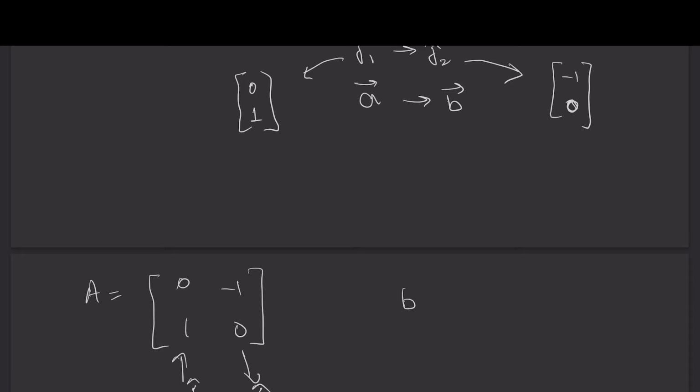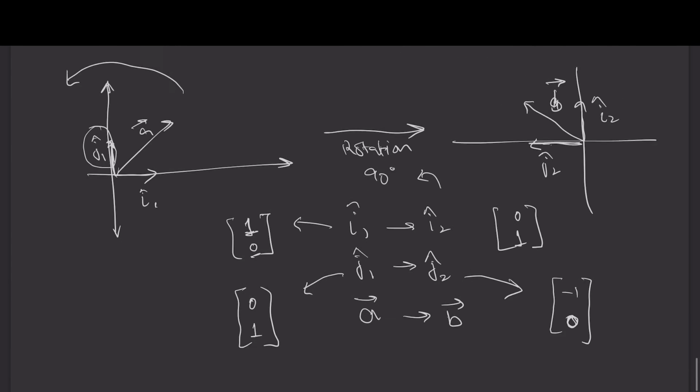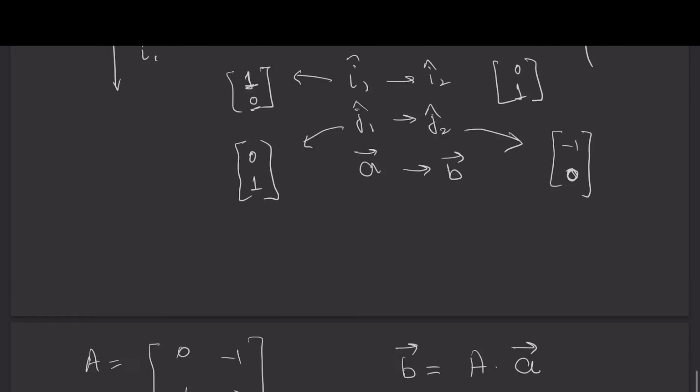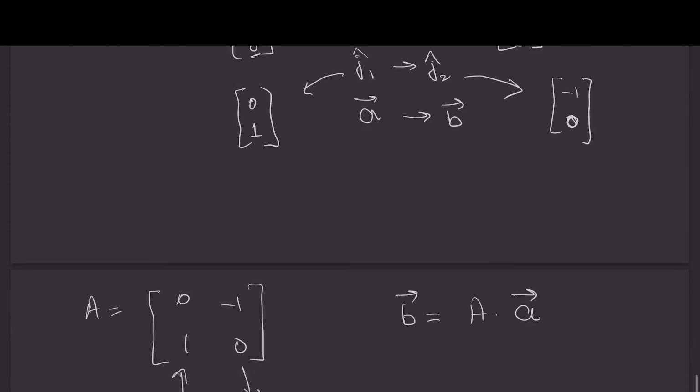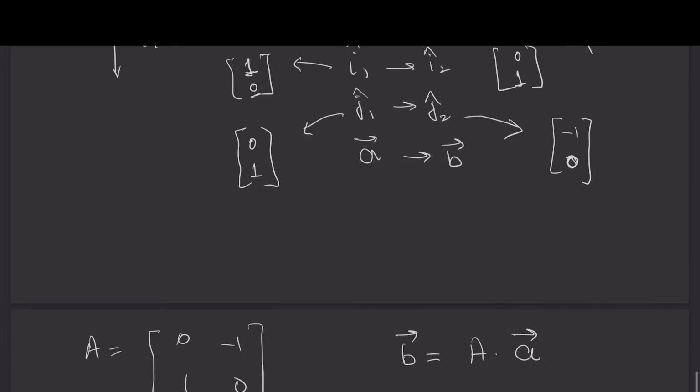So our B vector is the matrix A dot vector A. We are applying the rotation transformation on A, and we are getting B. That's what we have written here.